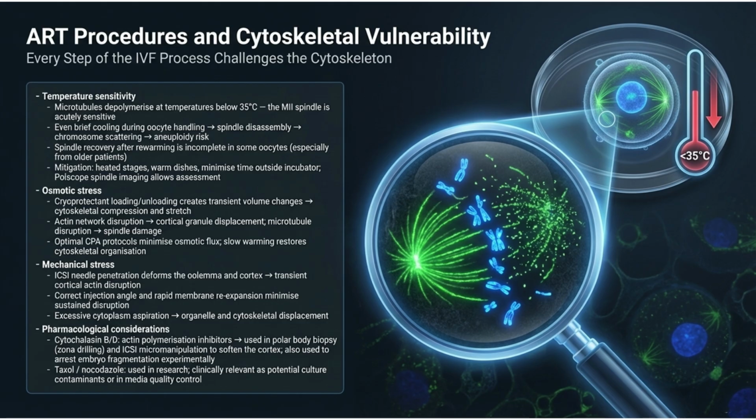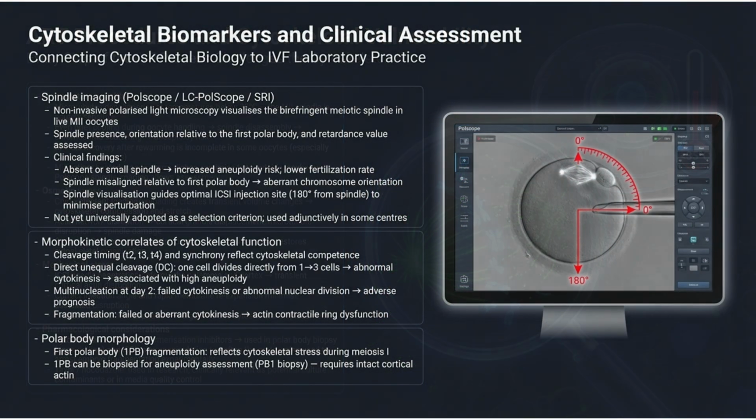Okay, we have talked extensively about how invisible, vital, and fragile these structures are. But how do we actually see them and assess their competence in the clinical lab without destroying the cell? We need to cover cytoskeletal biomarkers and clinical assessment tools. This is where advanced optics come into play. We do have tools to visualize this biology directly.